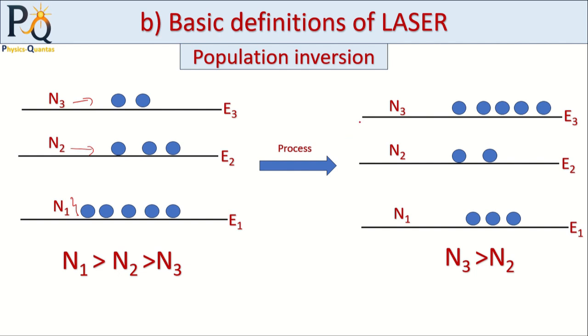And one more thing, when we discuss population inversion, we should compare only the neighboring states. You should not compare the E3 state and the E1 state. We must compare E3 and E2 states only. You should not compare E3 and E1 states. So once again, population inversion should be considered only between neighboring states.